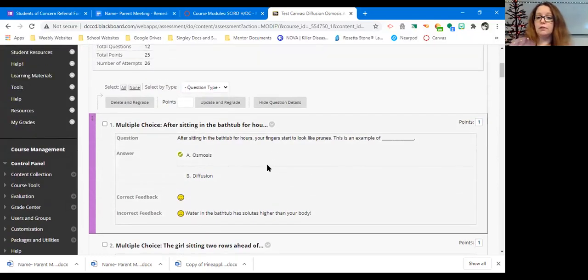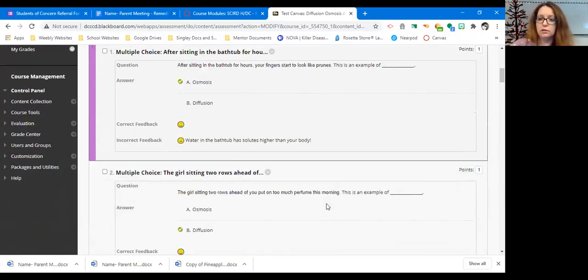After sitting in a bathtub for hours, your fingers look like prunes. This is an example of osmosis. Water is leaving the cells in your fingertips and going out into the bath water. Your bath water will have less solutes than the inside of your body, so water leaves. So that's osmosis. The cells are hypertonic to the solution.